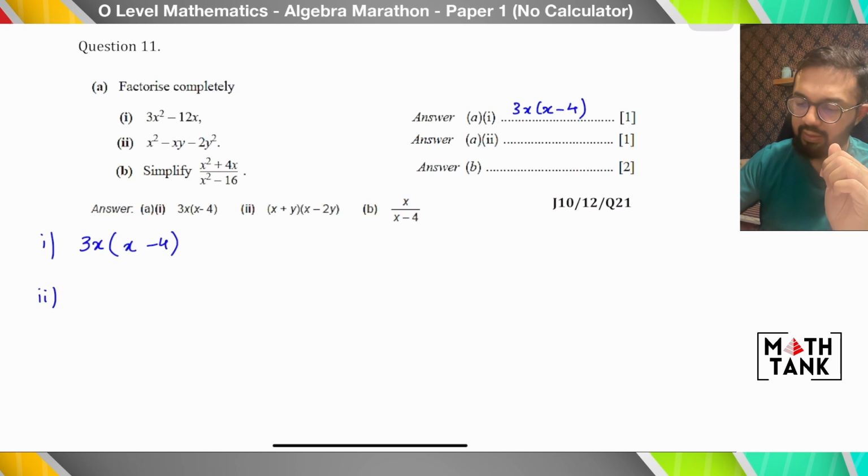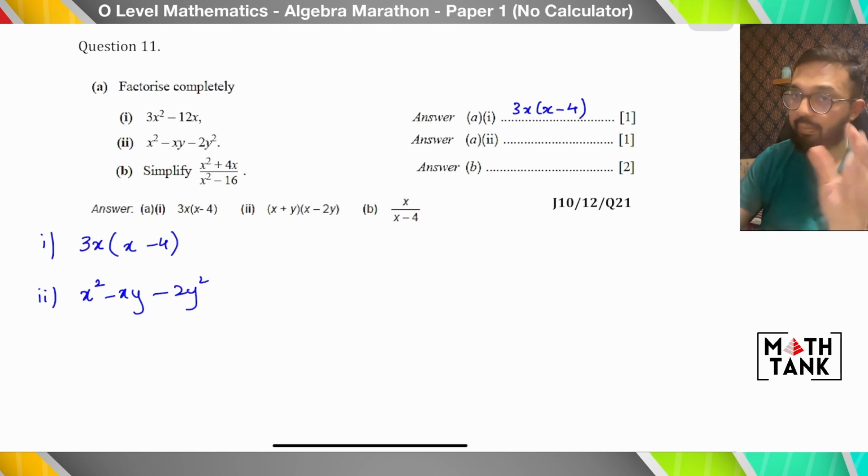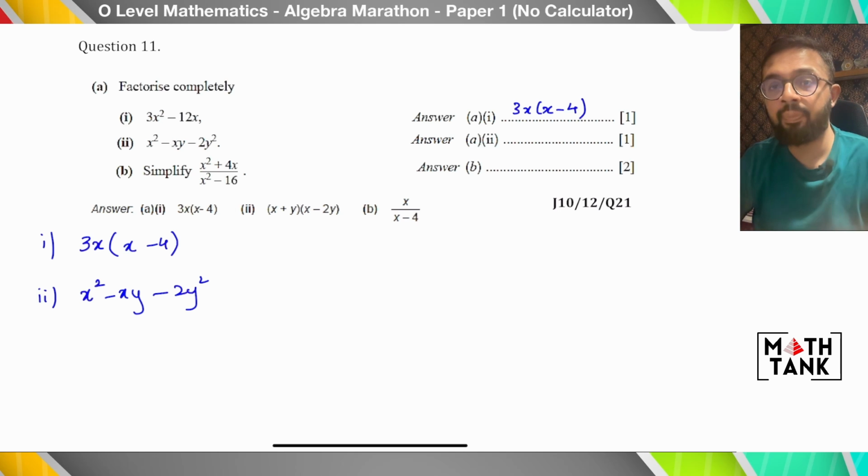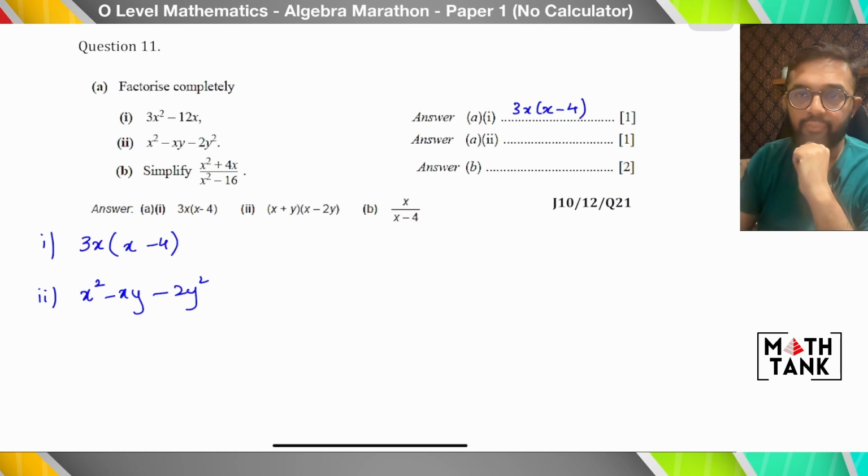Then part 2 says x squared minus xy minus 2y squared. Now you must notice that although there are two variables, this is again an example of a quadratic expression, and it's going to be factorized in the same way that you factorize a quadratic expression. I'm going to use the same breaking the middle term idea and do this. So I'm going to say that the numbers that I have are minus 2 and 1.